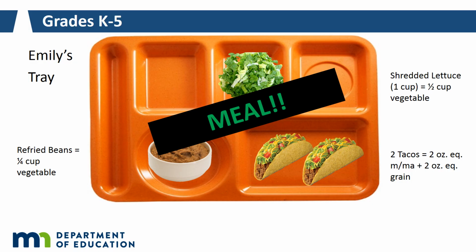A note here, the menu planner has planned a 2 ounce equivalent of grain and a 2 ounce equivalent of meat alternate portion, but the minimum required for grades K through 5 is only 1 ounce of each. So really, Emily could have selected just 1 taco and it still would have been a reimbursable meal because it would have contained a 1/2 cup of vegetable plus 1 ounce of meat and 1 ounce of grain.